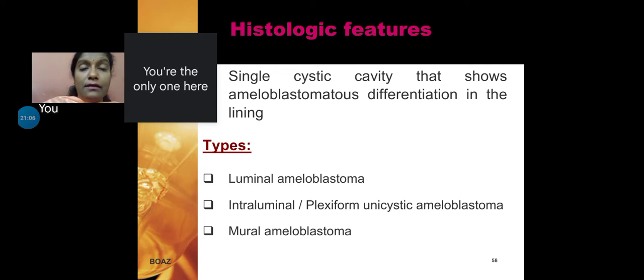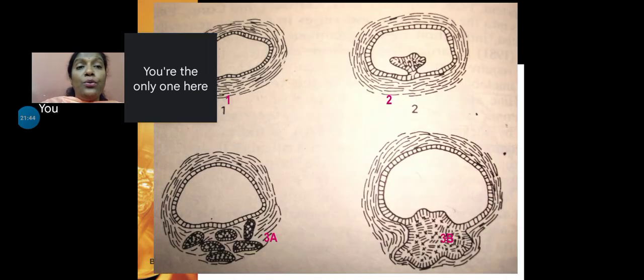Histologic features here, the lining, same follicle, imagine peripheral cells, ameloblast-like cells, central stellate reticulum-like cells. If I cut it in half and open it, what will be there? Basal cells will be ameloblast-like cells and suprabasal are stellate reticulum-like cells. That is the lining. So the simple lining type of ameloblastoma, unicystic unilocular ameloblastoma, tends to present a single cystic cavity that shows ameloblastomatous differentiation in the lining. There are three types of unicystic ameloblastoma: luminal type, intraluminal type or plexiform unicystic ameloblastoma, or mural type of ameloblastoma.